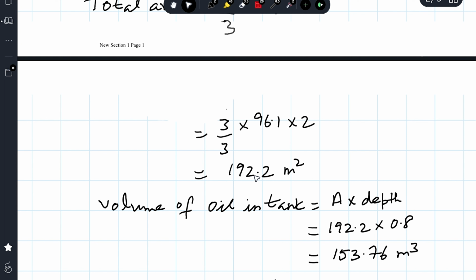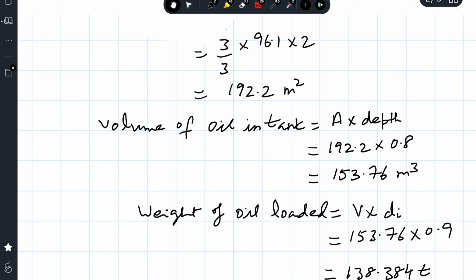Now, since the tank is wall-sided, we assume that the surface area remains constant throughout the depth of the tank, no change. So I can multiply this surface area by the depth of the oil, which is the sounding in the tank, and that will give me the volume of oil in the tank. So 192.2 is the surface area and 0.8 meter is the sounding. Area multiplied by depth, I get 153.76 cubic meters. This is the volume of oil in the tank.